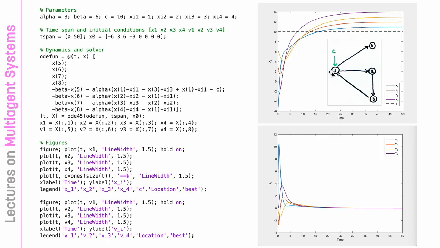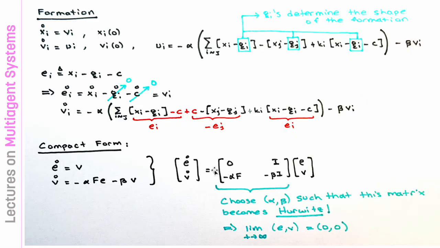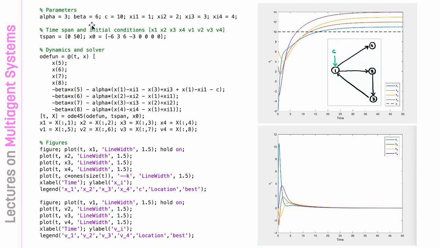Here I am using the same directed graphs. So I pick my alpha and beta. Since I'm using a directed graph subject to spanning tree, I go back and check if this is Hurwitz. With this alpha and beta, it is Hurwitz. I don't need to do this for undirected graphs, but since we have directed, I checked it is Hurwitz.